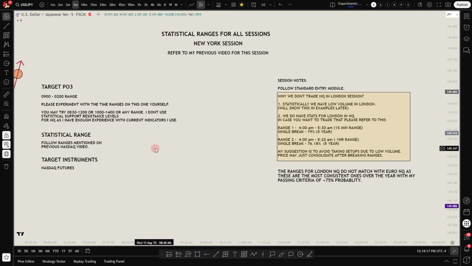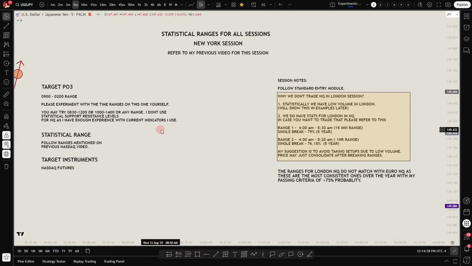8:30 a.m. to 12:00 p.m. or 10:00 a.m. to 2:00 p.m. I personally don't rely on statistical support resistance tools for NASDAQ, since I already have enough experience with the current indicators I use, but they may help you refine your own framework.